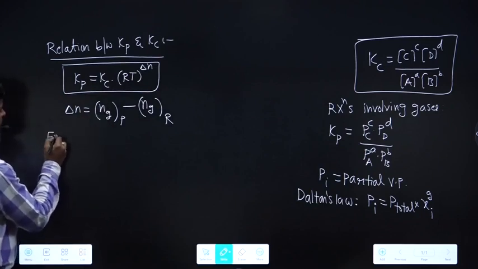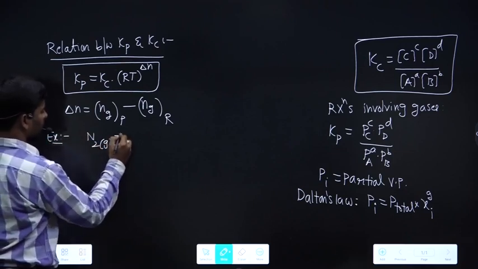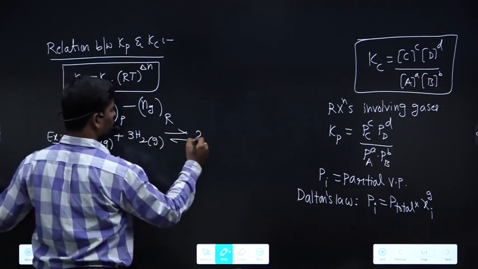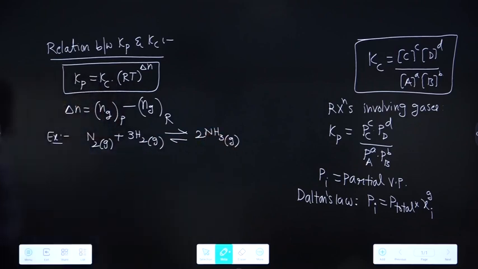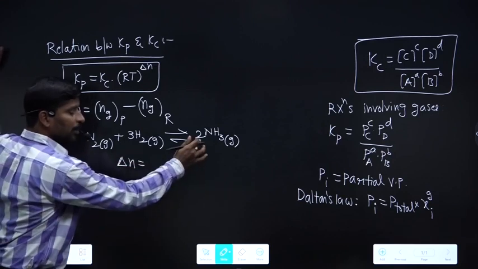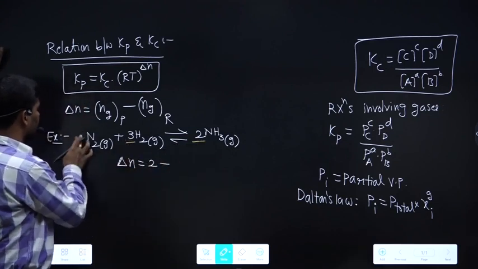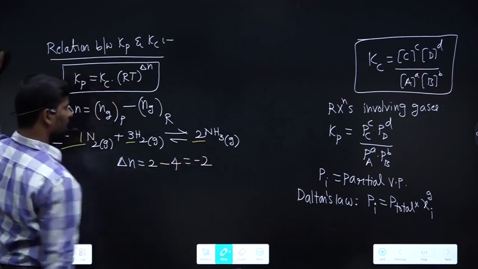For example, if you take N2 gas plus 3 moles of H2 gas in equilibrium with 2 moles of ammonia gas, for this reaction, what is the relation between Kp and Kc? What is delta n? Product side, how many moles of gaseous substance do we have? 2. Reactant side, 3 and 1, so that is 4. Therefore delta n value is minus 2.